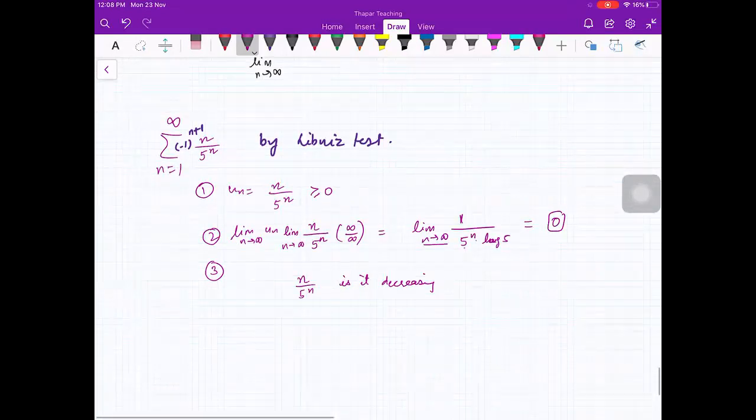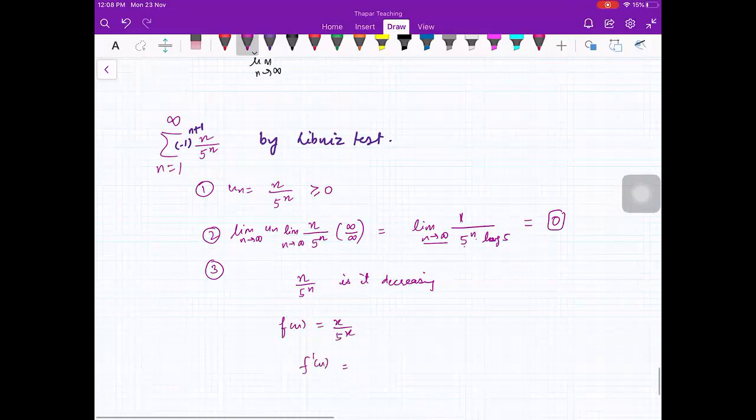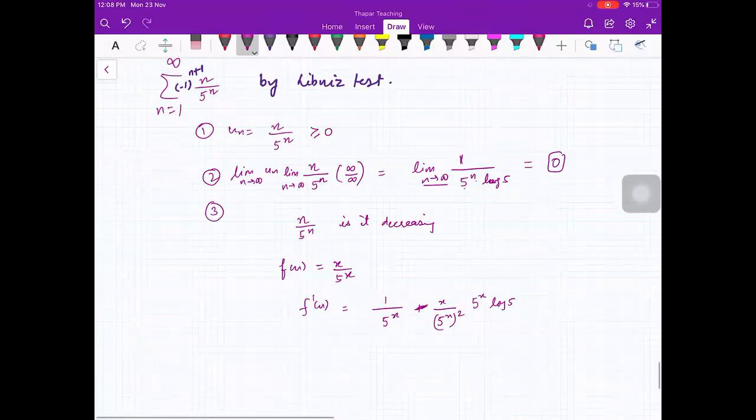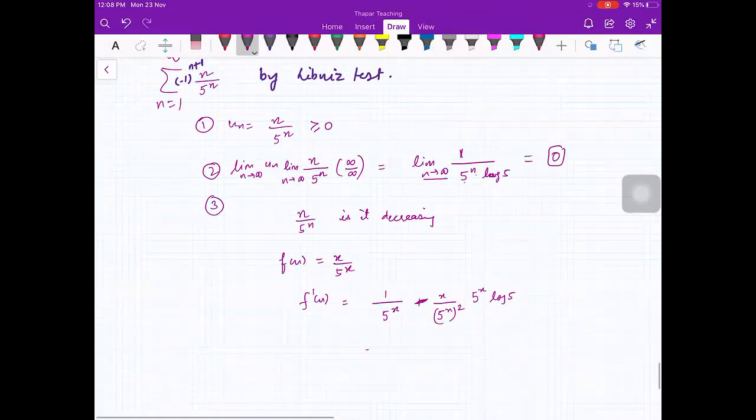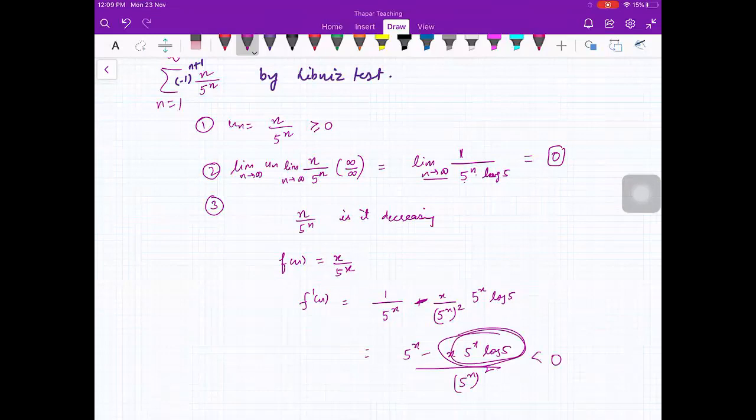Okay, so you can just do this. F of x is x upon 5 raised to power x. F dash x will be 1 upon 5 raised to power x plus x upon, right? You can do this minus 5x raised to power 2 into derivative 5 raised to power x log 5. Okay, so this is 5 raised to power x minus x 5 raised to power x log 5 upon 5x square. So is it negative or positive? Negative, right? Because this is a bigger number. So therefore, they're decreasing. Is that thing clear, beta? Yes, ma'am. All the conditions of Leibniz test are there, therefore convergent. Clear? Yes, ma'am.